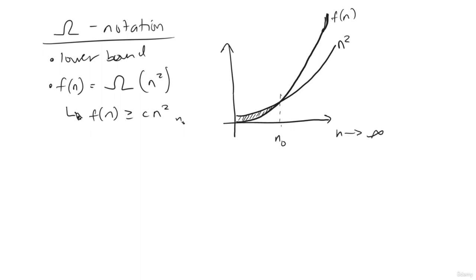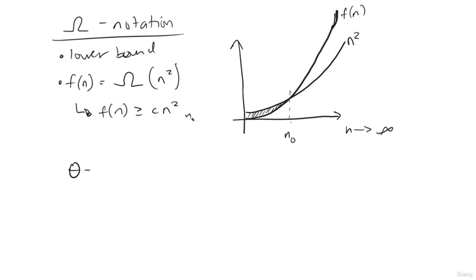So if you have a sorting algorithm that's omega of n squared, that means there's some input size n naught past which the number of steps it's going to take to complete its task of sorting is going to be lower bounded by n squared for infinity, no matter how big the input size is past this n naught, up to some constant of proportionality like 3n squared or 7n squared or something like that. And so the last one I want to talk about is theta notation.